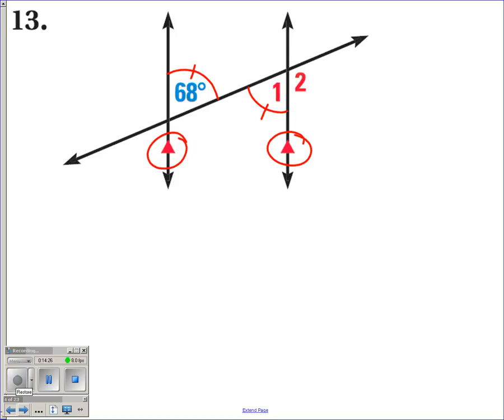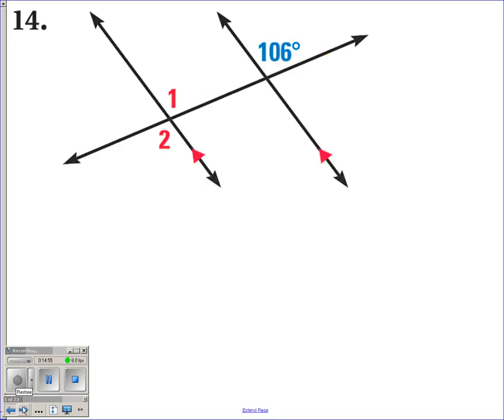Well, once you know angle 1, again, a linear pair right here with angles 1 and 2, this has to be 180 minus 68. Well, 180 minus 68 is equal to 112 degrees, and this is what we're looking for, angle 2. Okay? Now, let's go on to number 14.